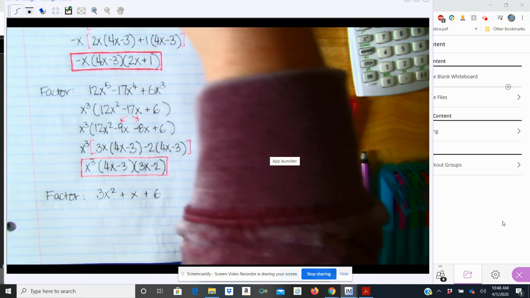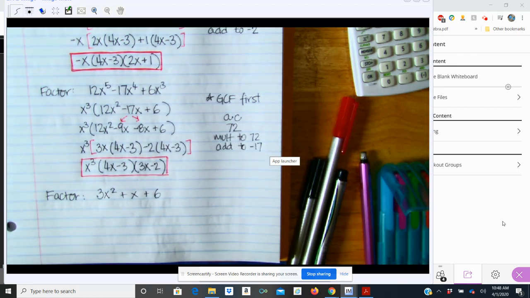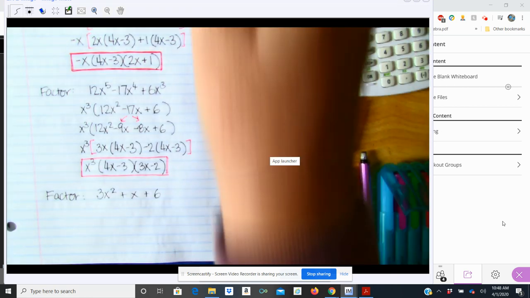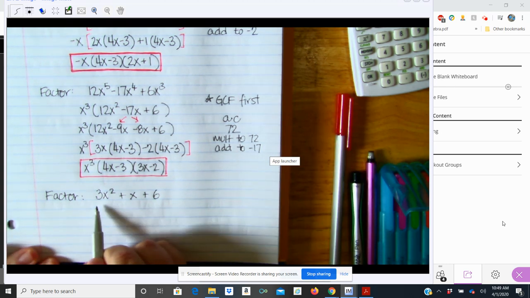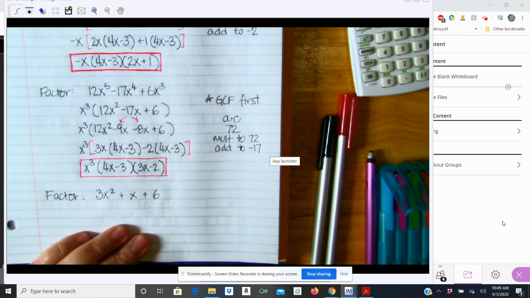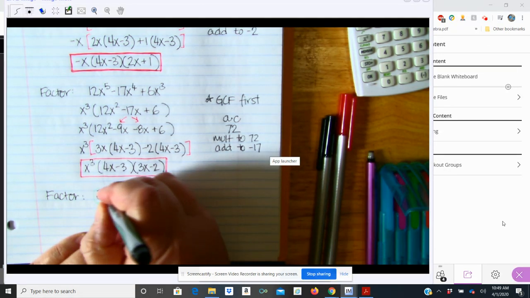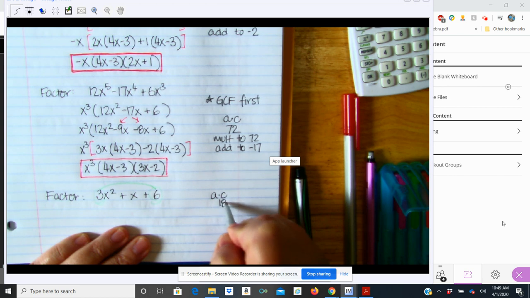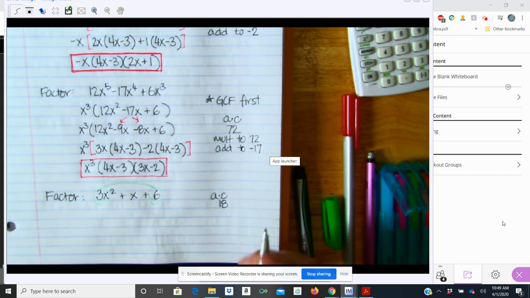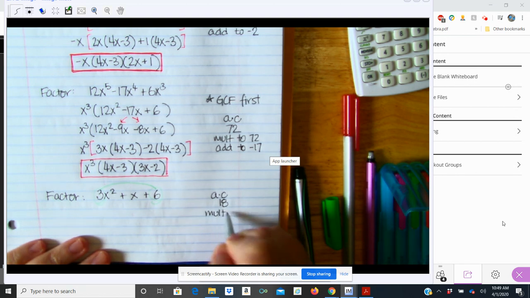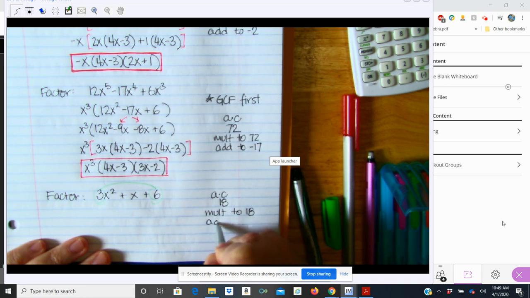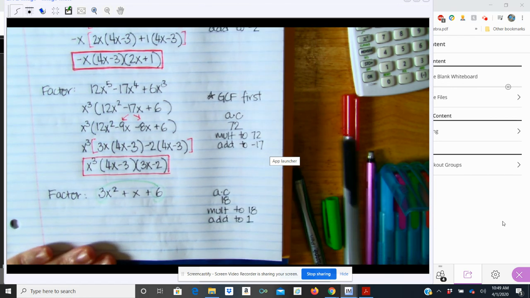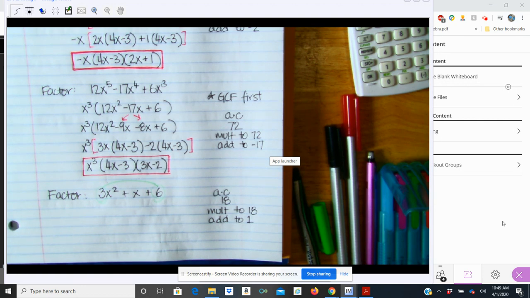All right. Here we have a 3x squared plus x plus 6. This is a trinomial. There isn't a common factor, but I can use the A times C method. That's an 18. So can you think of two factors that multiply to 18 and add to 1?